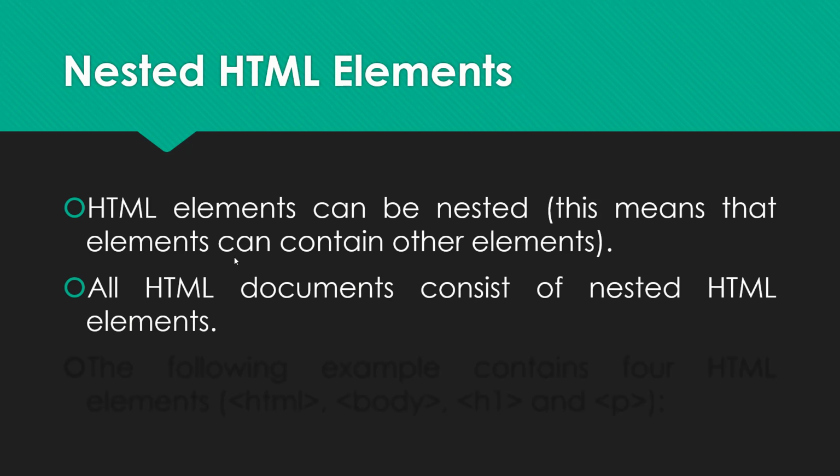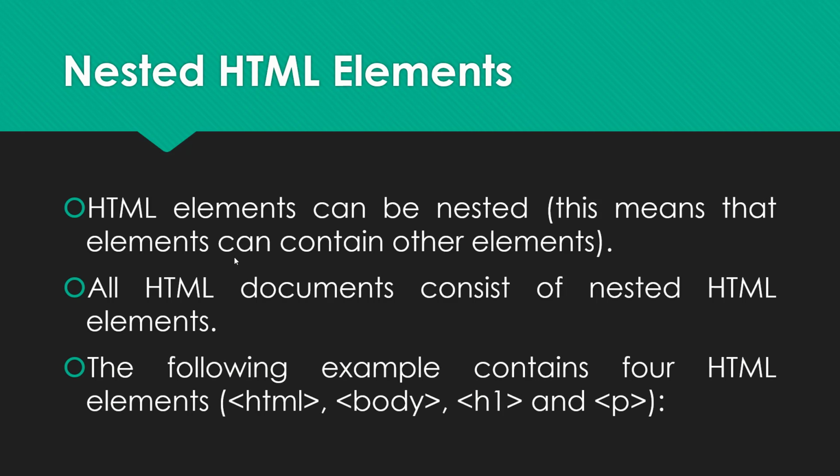All HTML documents consist of nested HTML elements, and the following example contains 4 HTML elements. For example, you can see here we have the html element, then the body, then the h1 tag, and the p tag. So these are 4 different HTML elements. In the practical example, I'll show you how we can nest these elements. So with that simple introduction, let's go to our practicals and see what we've learned.